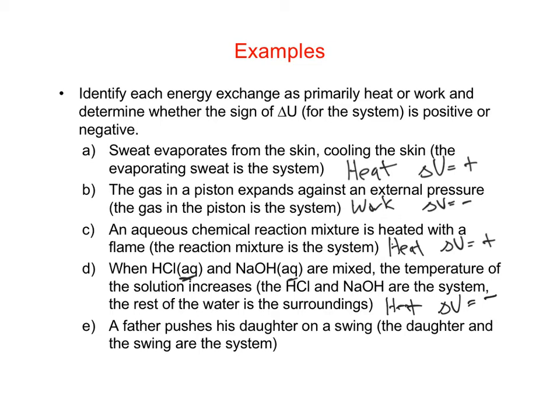The last one: a father pushes his daughter on a swing, and the daughter and the swing are the system. The father is pushing his daughter, so that's going to be work. The father is doing work on the daughter and the swing, and the daughter and the swing are the system, so the surroundings are doing work on the system, and so in this case, delta U is going to be positive.